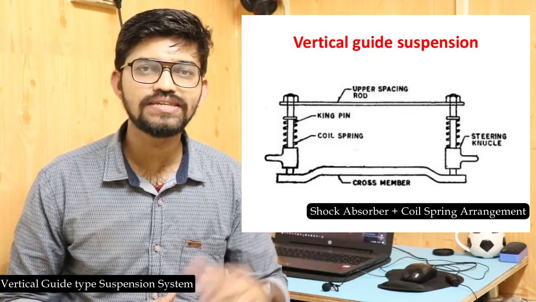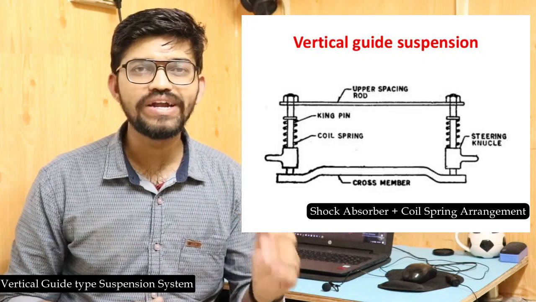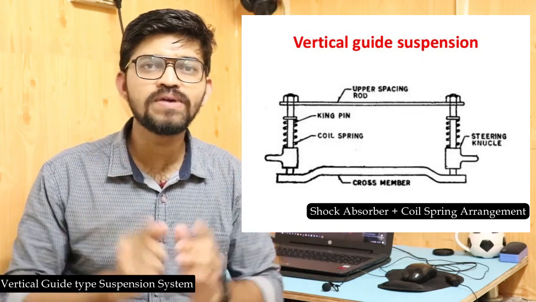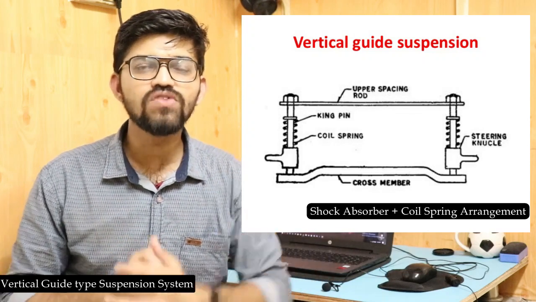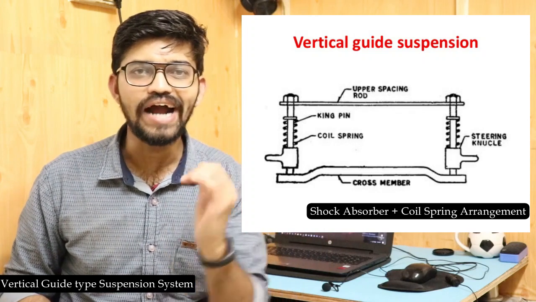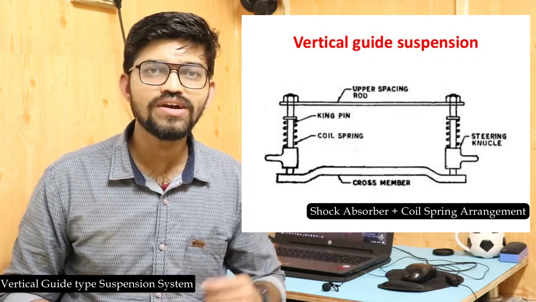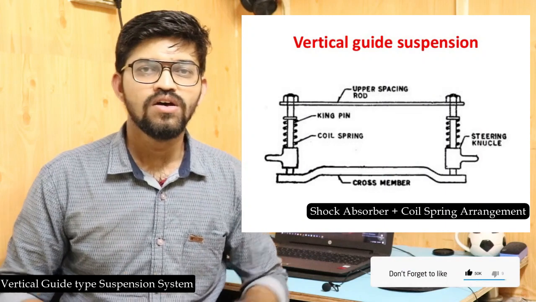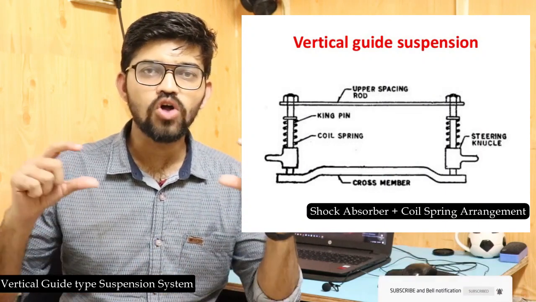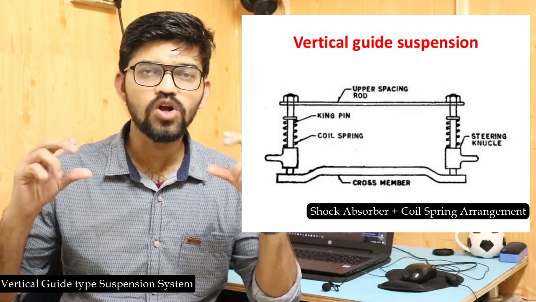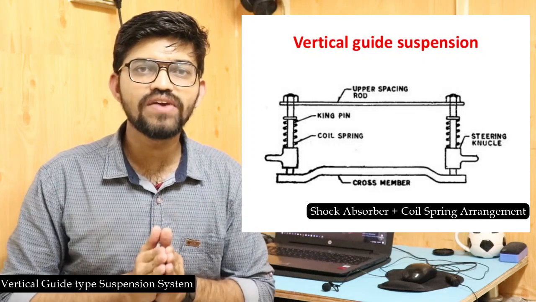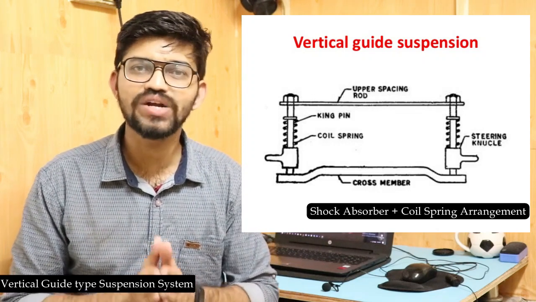As you can see here, this is the overall construction of this vertical guide type suspension system. There are two vertical kingpins, and the guide, that is the upper spacing rod, is provided. This is the reason it is called the vertical guide type suspension system. In this type of suspension system, when a wheel experiences a bump, on both sides the coil spring gets compressed and the shock absorber gets compressed. So it will give the driver a smoother ride experience.